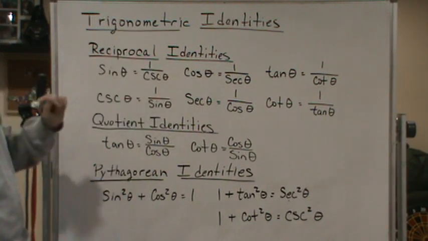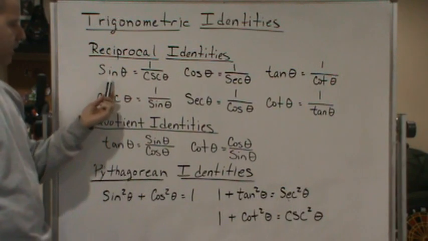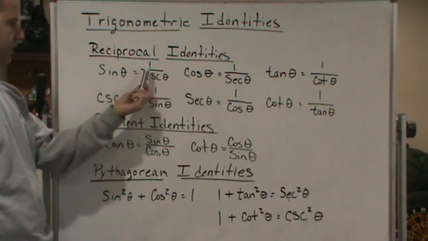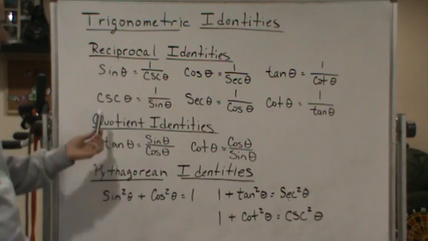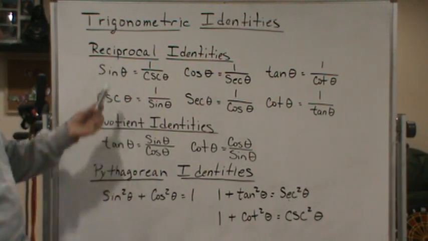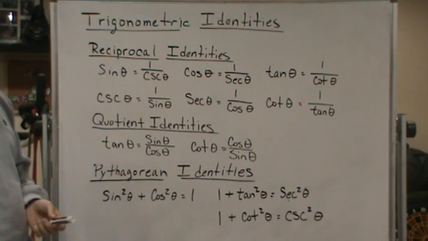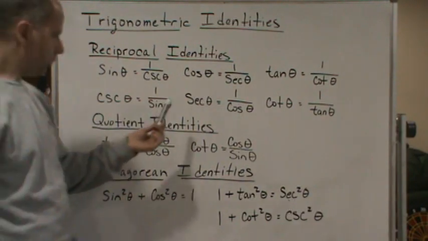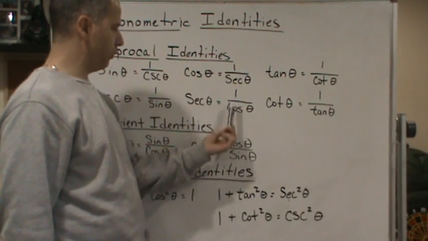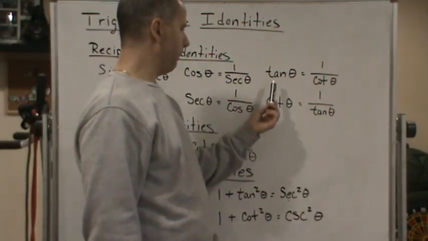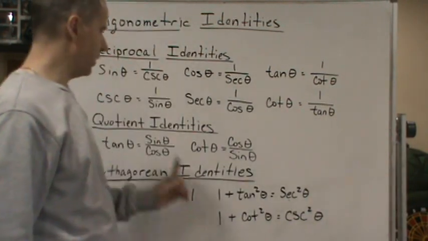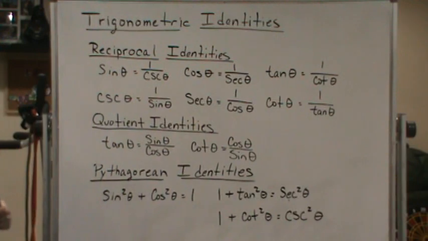So the reciprocal identities. So we know that sine theta is equal to 1 over cosecant theta, which then means that cosecant theta is 1 over sine theta. So these are reciprocal functions, right? And then we've got cosine is 1 over secant, and secant is 1 over cosine. And then of course, tangent is 1 over cotangent, and cotangent is 1 over tangent. So these are the reciprocal functions, okay?